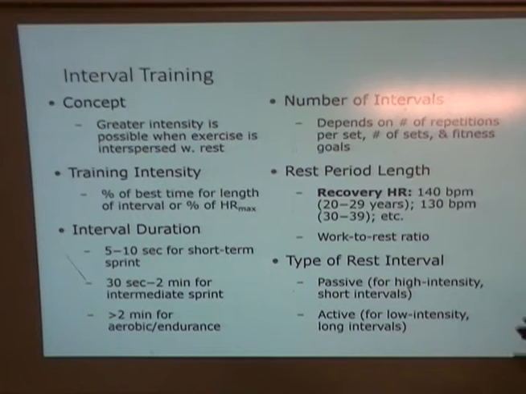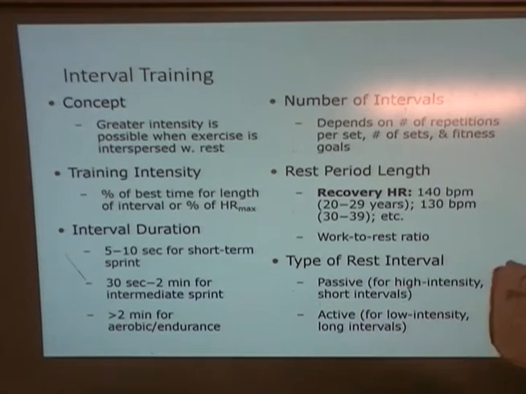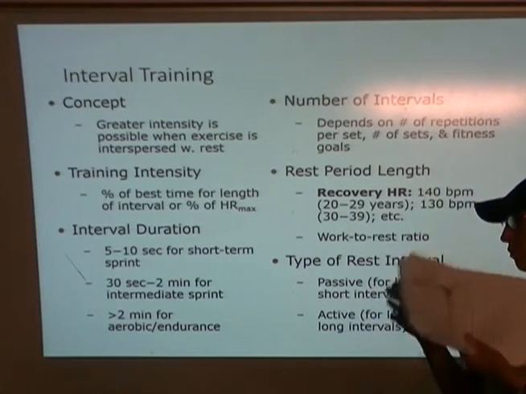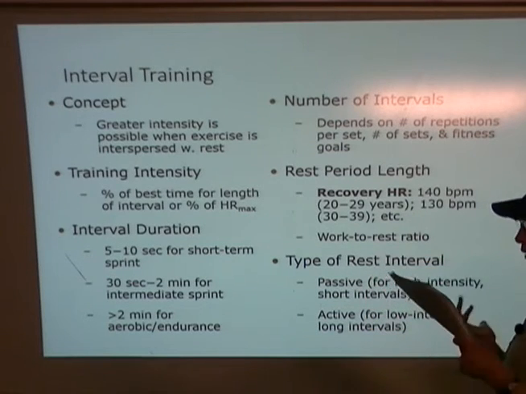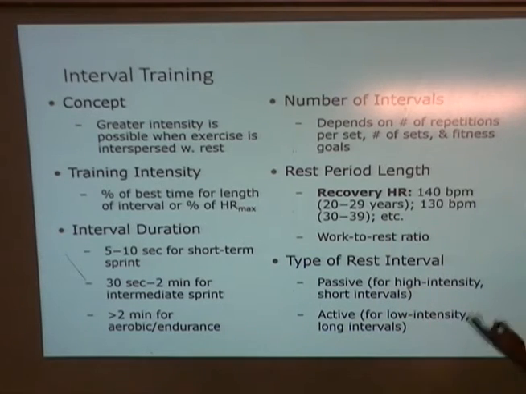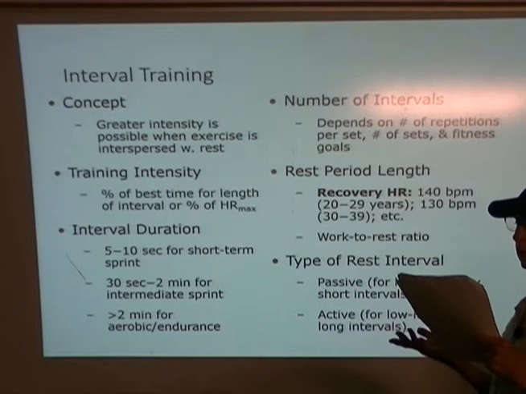The other option is a work-to-rest ratio, and the work-to-rest ratio will depend on which system you're trying to train. If I'm doing my ATP-PC system, my work-to-rest interval is going to be anywhere from 1 to 3 up to 1 to 6. If I'm working glycolysis, it's going to be 1 to 2. And if I'm working oxidative phosphorylation, it's going to be 1 to 1.